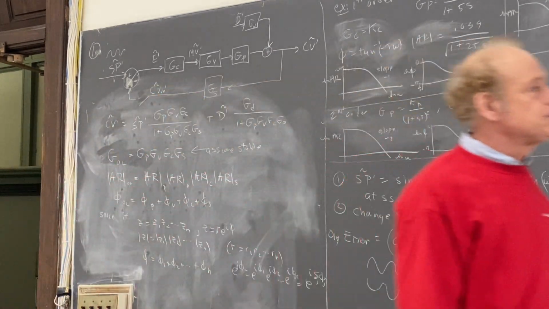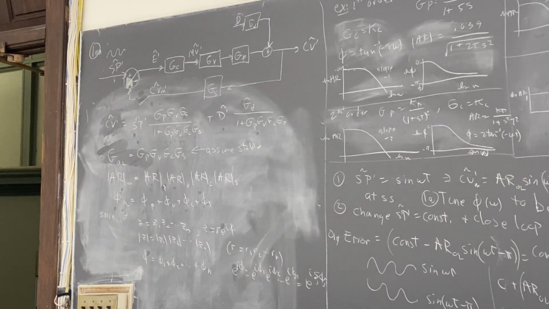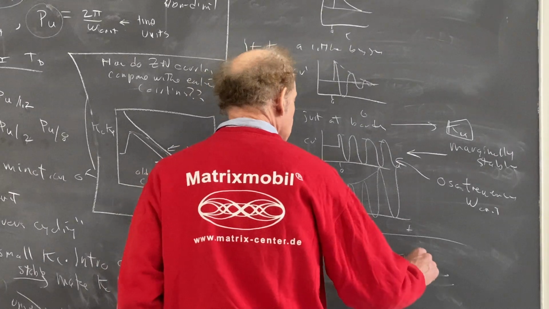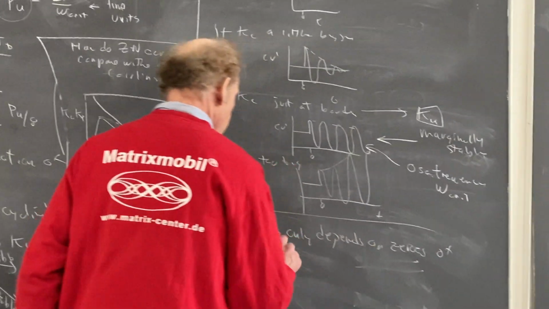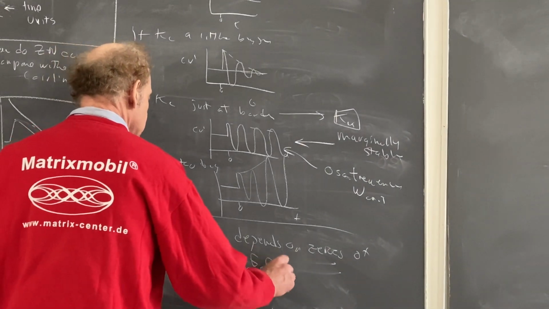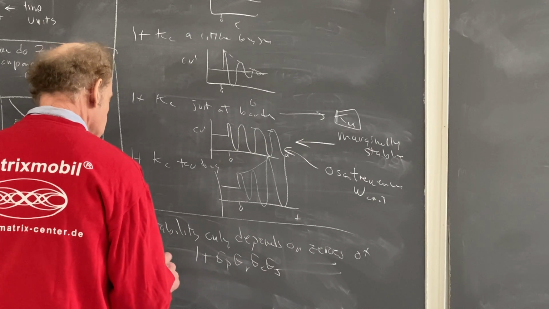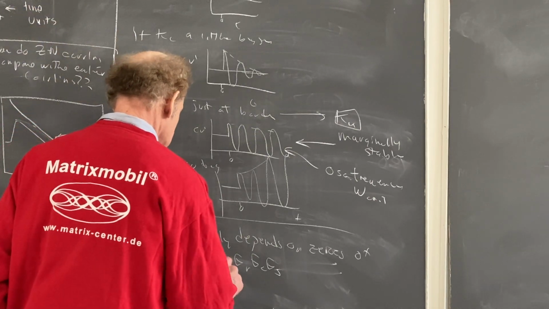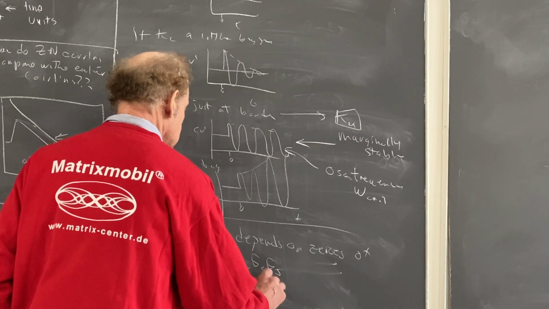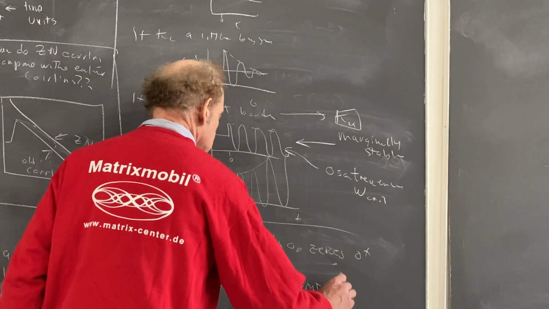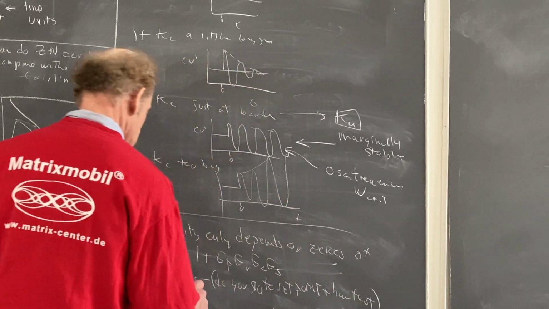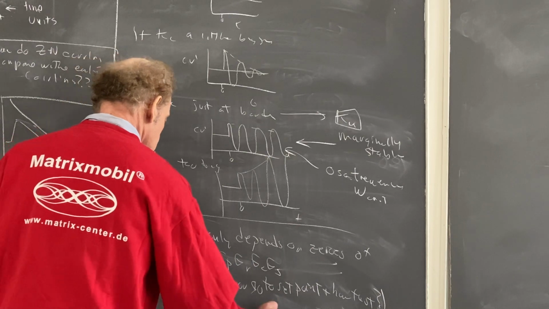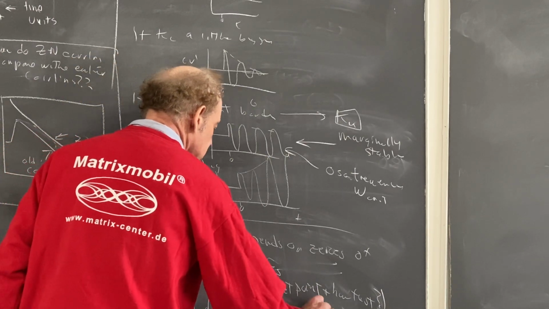So we should note that stability only depends on zeros of 1 plus GP, GV, GC, GS. The dynamics, meaning do you go to the set point and how fast, also depend on GD and the prime tilde. Depends on everything.